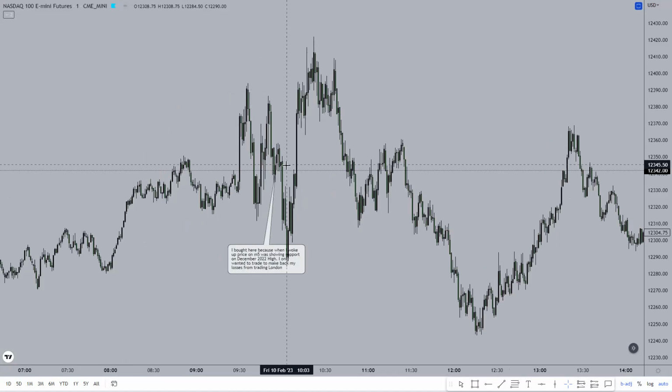So basically, I risked an amount that would just get me back to break even as far as the loss I made, the two losses I had early in the morning. So that was what this was exactly. And if you read down here, I bought here because when I woke up, price on M5 was showing support on December 2022 high. I only wanted to trade to make back my losses from trading in London. And so this is again not a good reason to get into a trade.